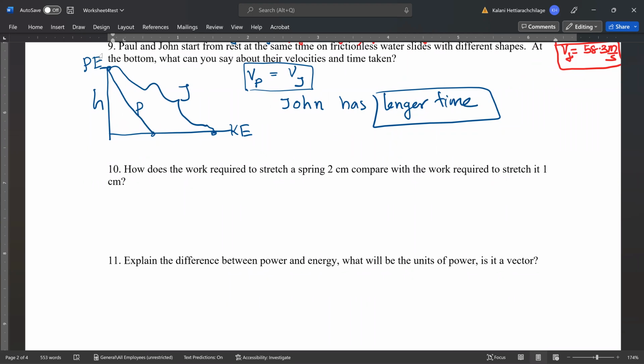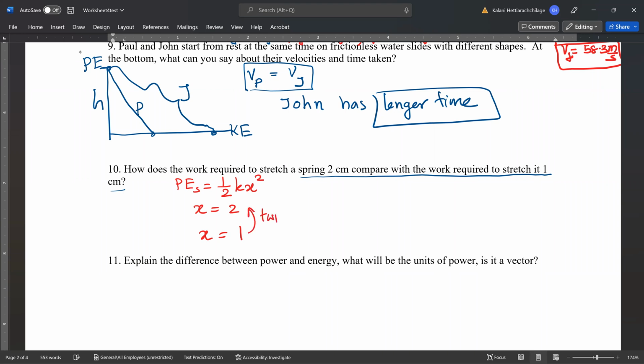Okay, now let's move into the D. How does the work required to stretch the spring 2 centimeters compare to the work required to stretch it 1 centimeter? So now this question is talking about the potential energy of the spring, as we discussed in the summary, half k x to the power 2, right? So you have 2 centimeter and you need to compare to 1 centimeter stretch. This x is at first 2 and next 1.